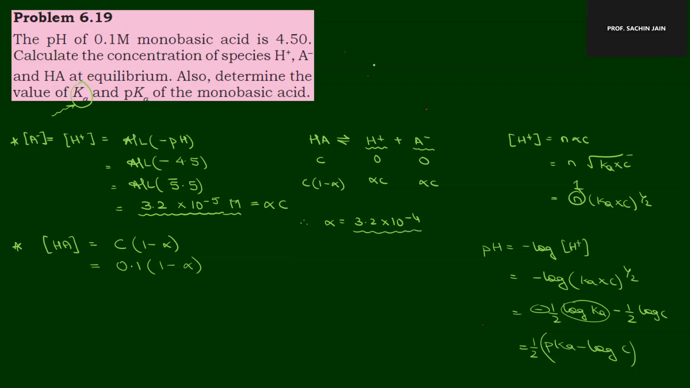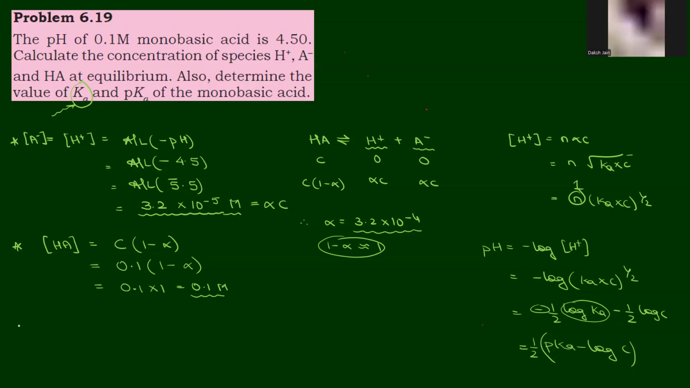और अब ये वैल्यू देखोगे तो it's a very very small value. Do you all agree? Yeah. So alpha अगर बहुत छोटा है तो 1 minus alpha approximately 1 ले सकते हैं. Yes. इसका मतलब HA का concentration is 0.1 into 1. That is just 0.1 molar. It means that almost the HA remains undissociated because of a very low alpha. Understood?